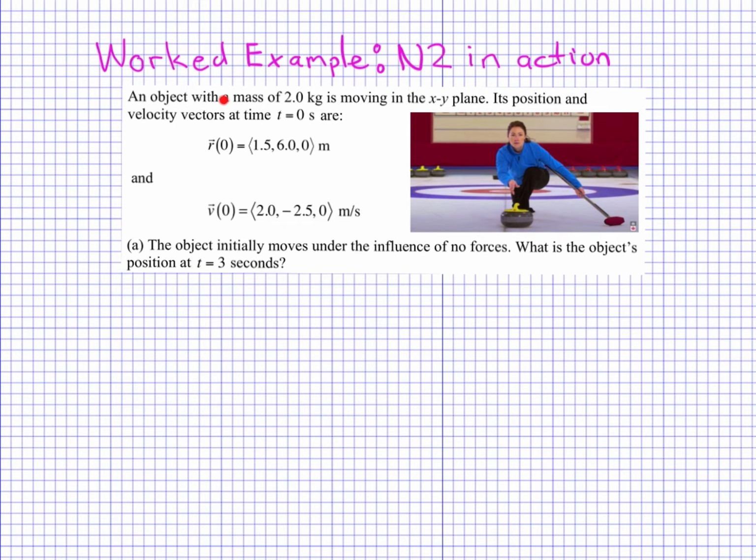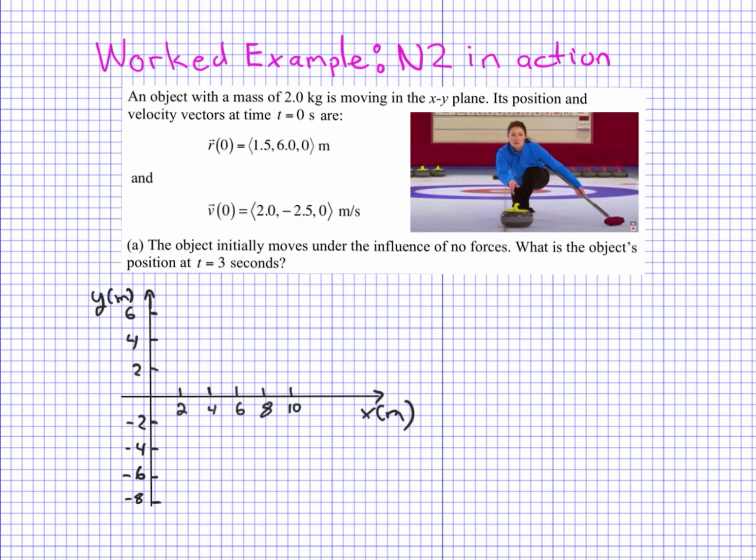So we have a mass, let's say our curling stone has a mass of 2 kilograms, and the XY plane is the plane of the ice. At some initial time, relative to some origin, let's say that the position of the curling stone is given by this vector quantity: 1.5 meters x coordinate, 6.0 meters y coordinate, in the z equals 0 plane, and it is moving with this particular velocity. In the first part of the problem, we just want to calculate where the curling stone is going to be 3 seconds later. Well, that's easy, of course.